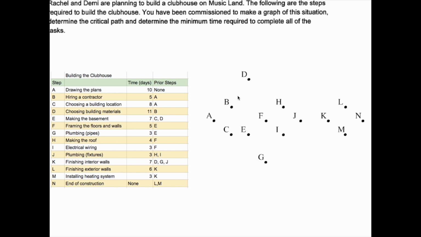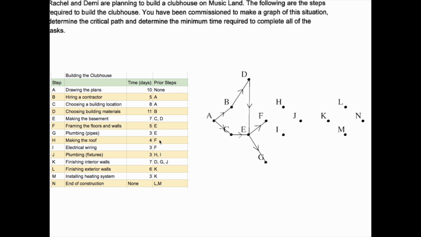We have all these dots. I put the dots out. I put the B and C after the A. The A feeds into the B and C. I'm going to draw arcs from the A to the B and the C. The D has B as a prerequisite. The E has C and D as a prerequisite. The F has E as a prerequisite. The G has E as a prerequisite.